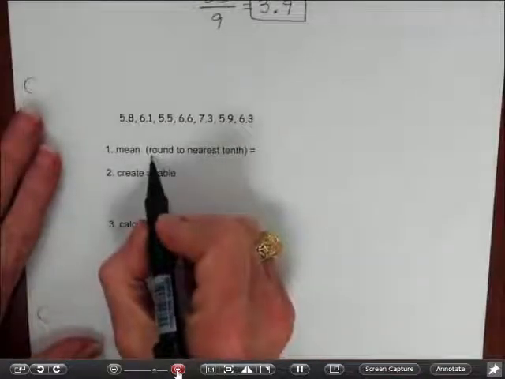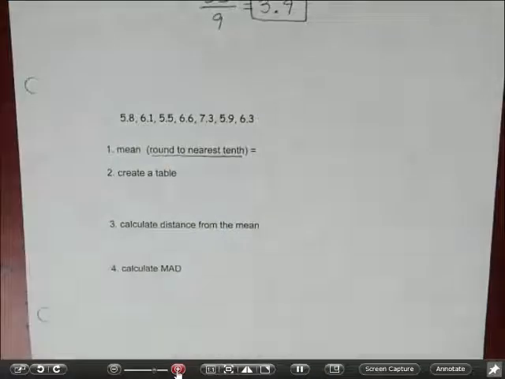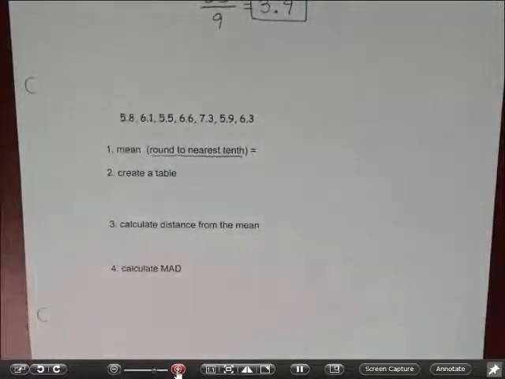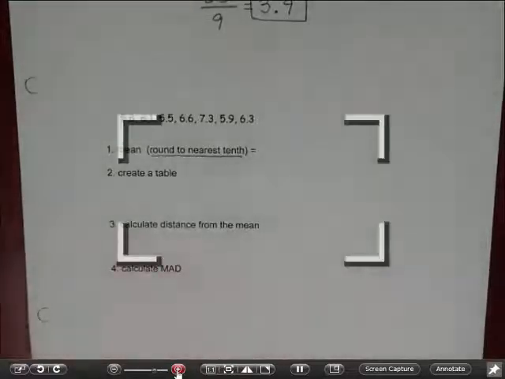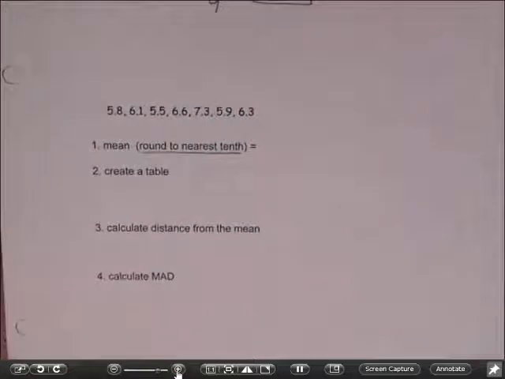So let's do this last one. Now notice this one wants us to round to the nearest tenth. Okay, where's your tenths place? First number after the decimal. So let's add them up, get your total. And then when you round, keep it to one place after the decimal on your rounding.